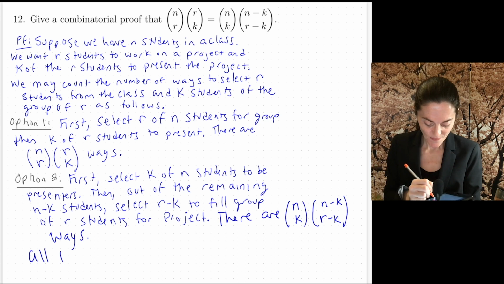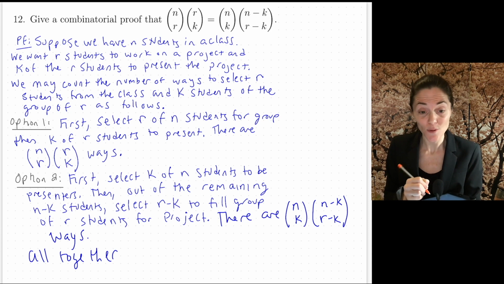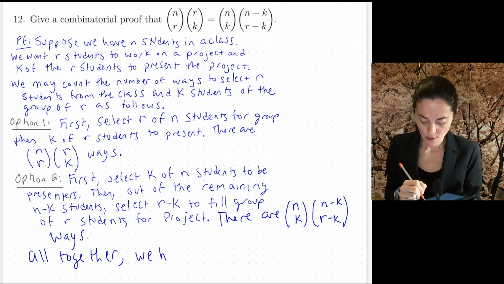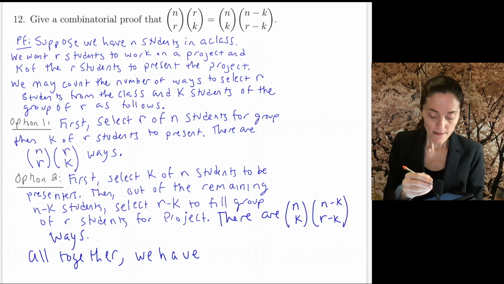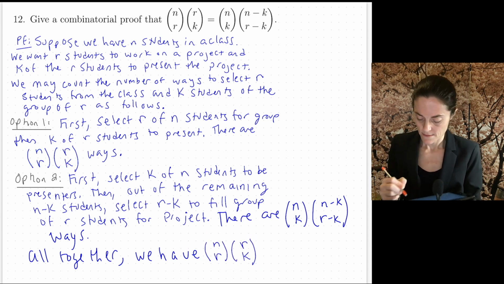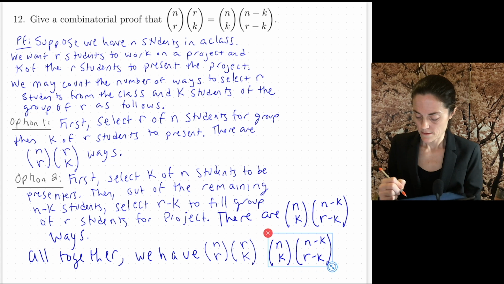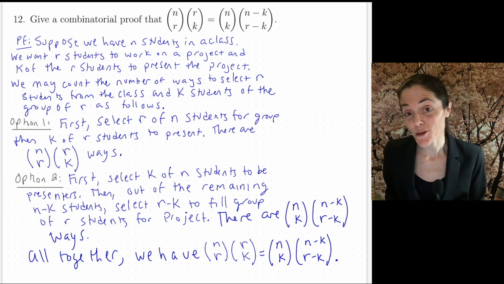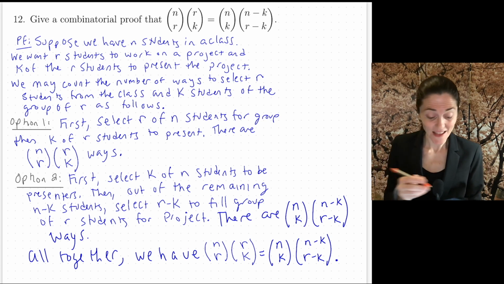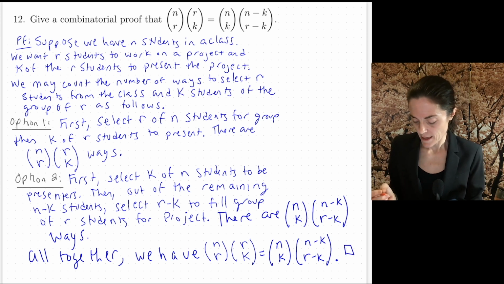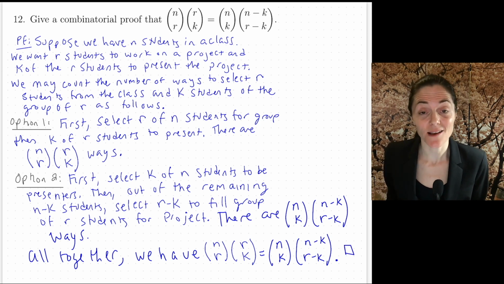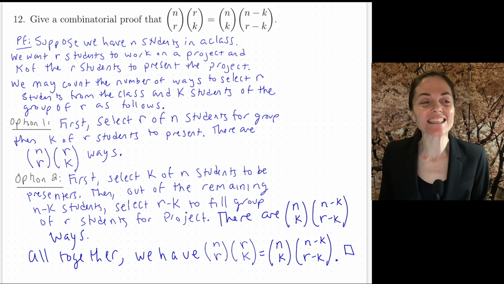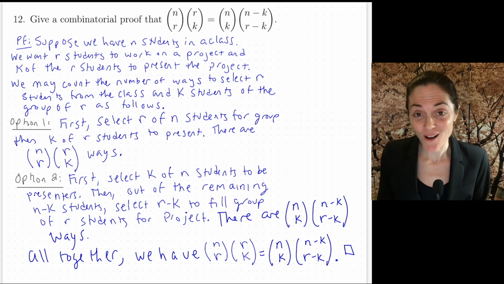So altogether, you see we have option 1, option 2, they're both counting the exact same thing. And so we have justified that this combinatorial identity holds. The left-hand side and the right-hand side are in fact equal. And this completes the end of this combinatorial proof. It also completes the end of test 1 review. Thank you all so much.